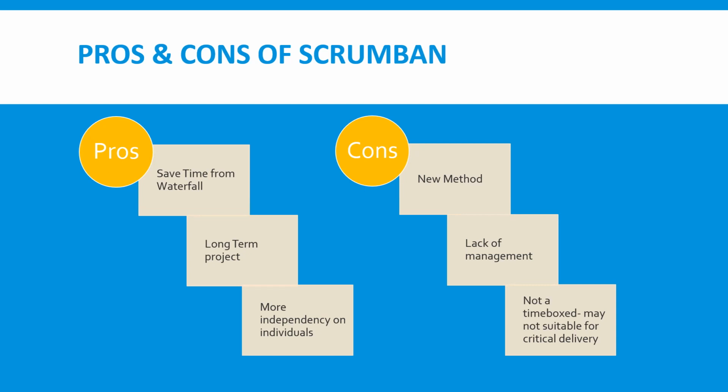Next one, the more independence on individuals. What does it mean? More independence on individuals means we do not have anyone to tell you that you have to take this as a priority. What is your status tomorrow? What is your status yesterday? What was your status? So nobody, no manager, no product owner, no Scrum master.